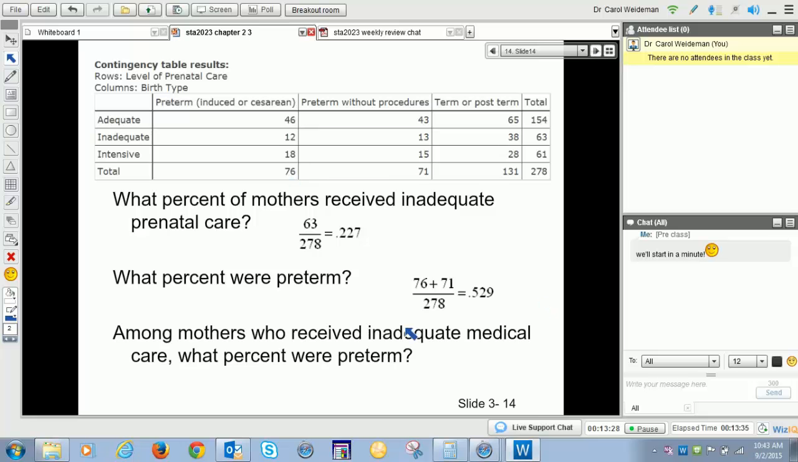Among the mothers who received inadequate medical care, what percent were preterm? So I'm only looking at this row, 63 moms, and preterm is going to be 12 plus 13, so 25 over 63, which is about 40%.